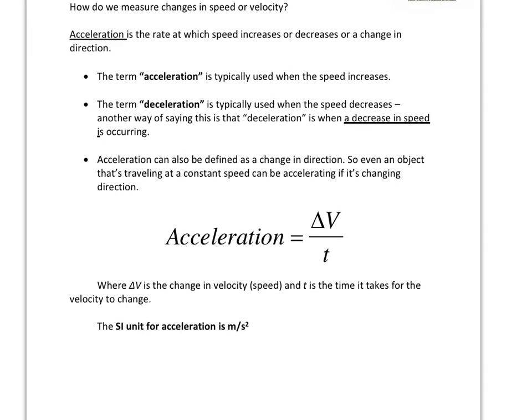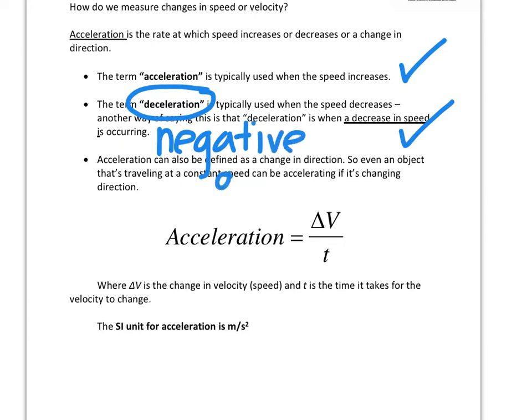Now, when we talk about change in speed, we can describe when the speed increases, or we can describe a decrease in speed, which is often referred to as deceleration. It's also referred to as a negative acceleration. So when we talk about acceleration, we can have an increase in speed, or a decrease in speed, which we refer to as deceleration or negative acceleration.